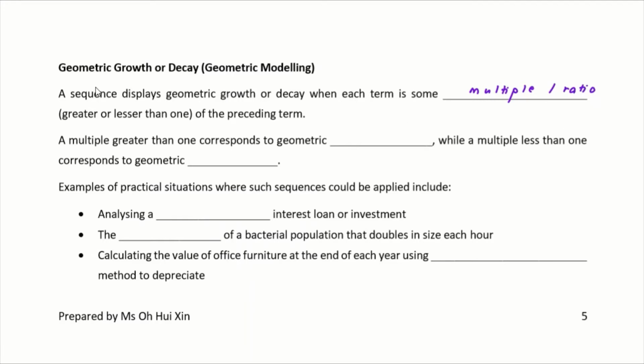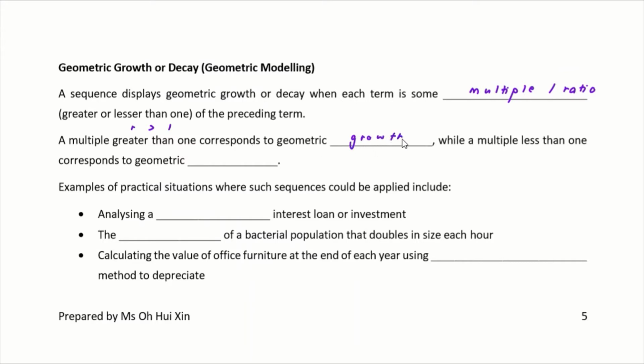So we know that for geometric sequence, you have a common ratio r, right? So if let's say the multiple is greater than 1, which means that if r is greater than 1, then you know that you are going to get a sequence that's increasing, that becomes larger and larger when you go all the way. So it corresponds to geometric growth, okay?